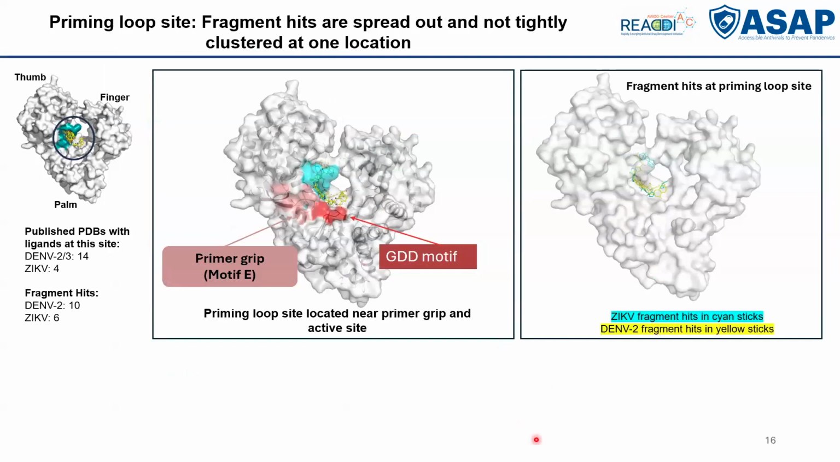The next site is the priming loop site. Here we got around 10 fragments from the dengue screen and six from the Zika virus screen. For the priming loop, inhibition mainly happens through the locking of the priming loop, and the location of the site is also relevant for inhibition. This site overlaps with the primer grip site, which binds the first 2 nucleotides in the catalysis, and the catalytic cysteines are in close proximity to this site. Unlike the RNA tunnel site, in the priming loop site the fragments are spread over a slightly larger region.